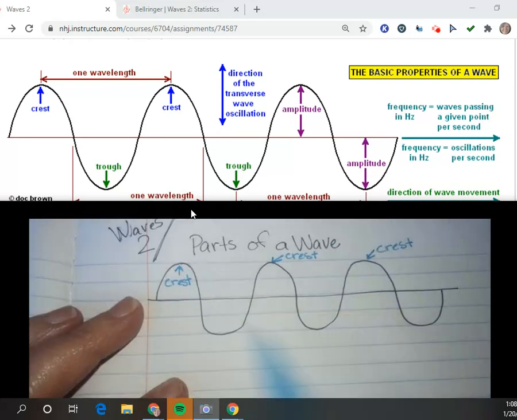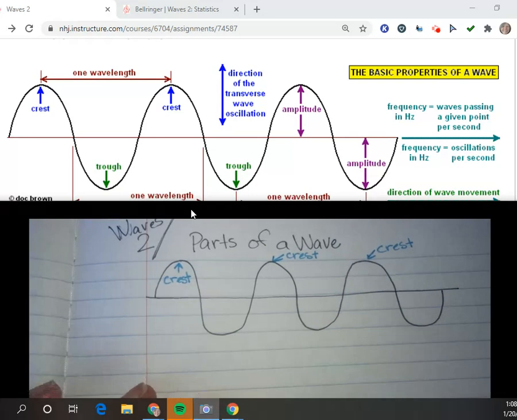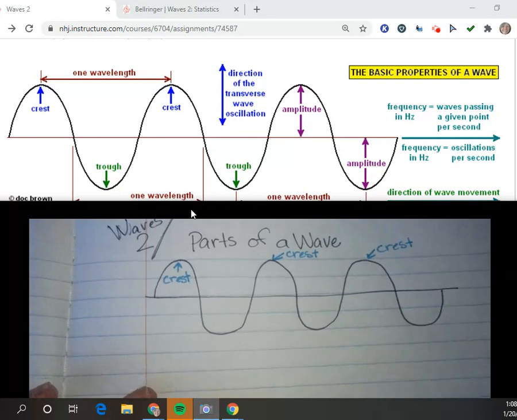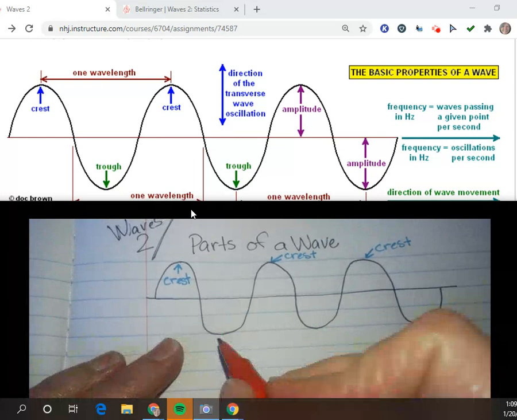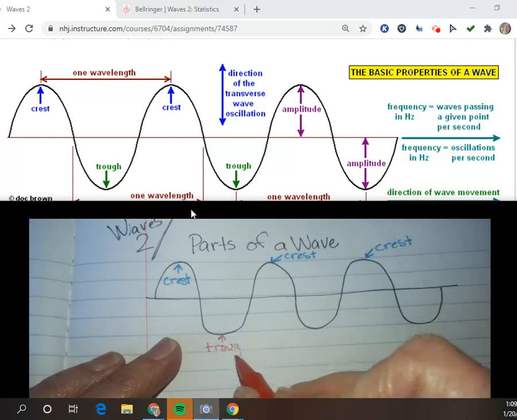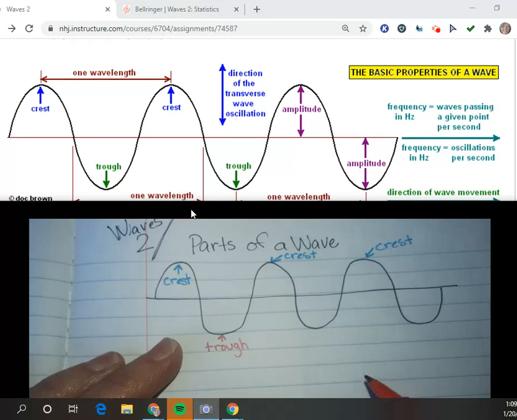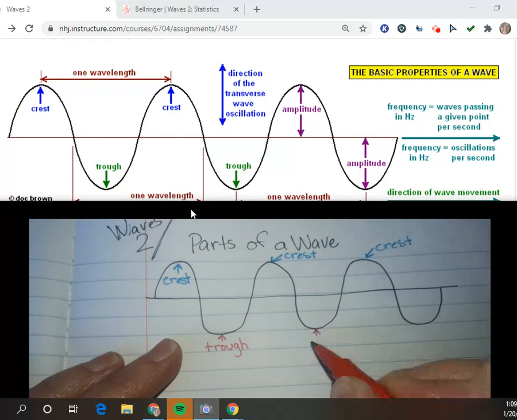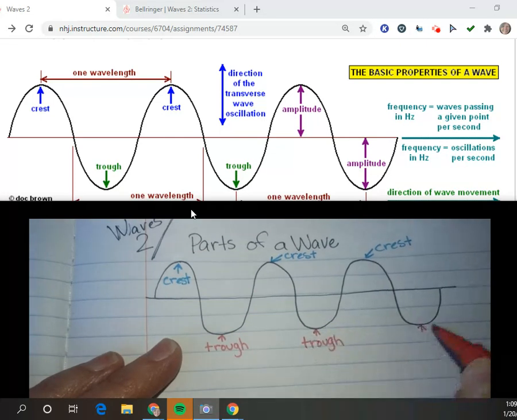So if the crest is the top, what word do we use for the bottom? Say trough. Okay. So every bottom is the trough. Every bottom. Okay.